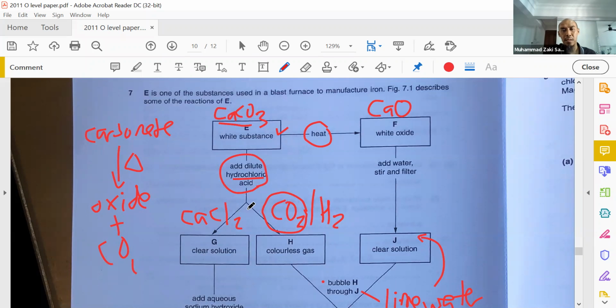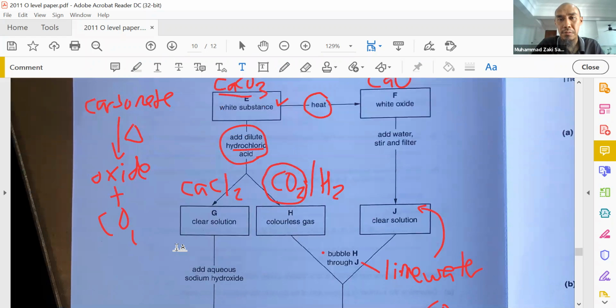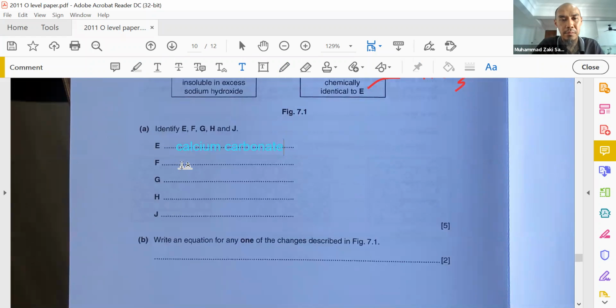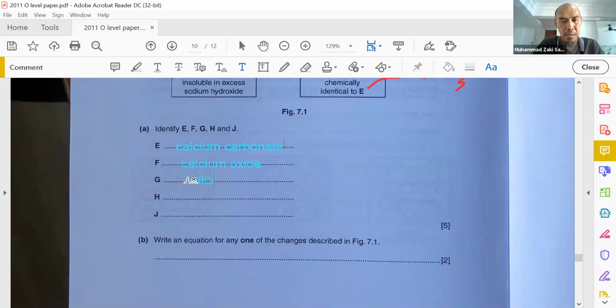Okay. So let's fill up the answers. So we have here E is calcium carbonate, and F is calcium oxide. G is calcium chloride. H is, again, carbon dioxide. And J is lime water. Or is it calcium hydroxide?